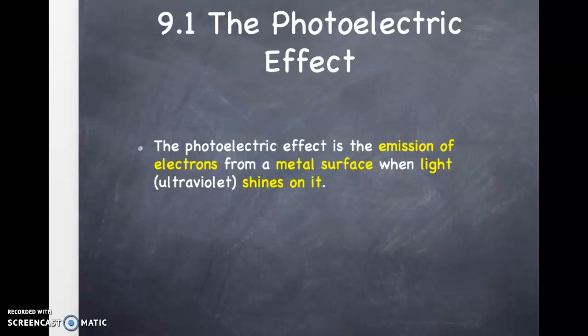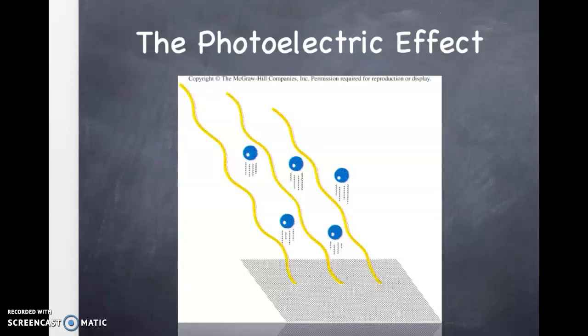The photoelectric effect. The photoelectric effect is the emission of electrons from a metal surface when light, in this case ultraviolet light, shines on it, the surface. An illustration of the photoelectric effect. The yellow light is meant to be shining on a surface, and the blue particles represent electrons that are ejected from that surface. Additional information.